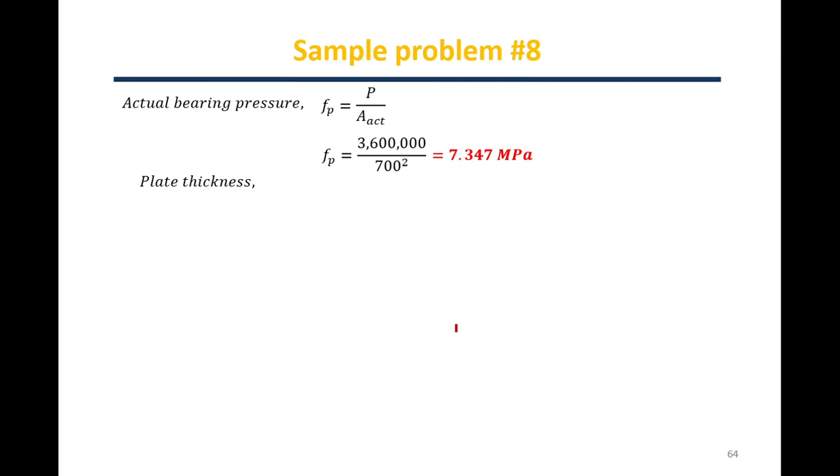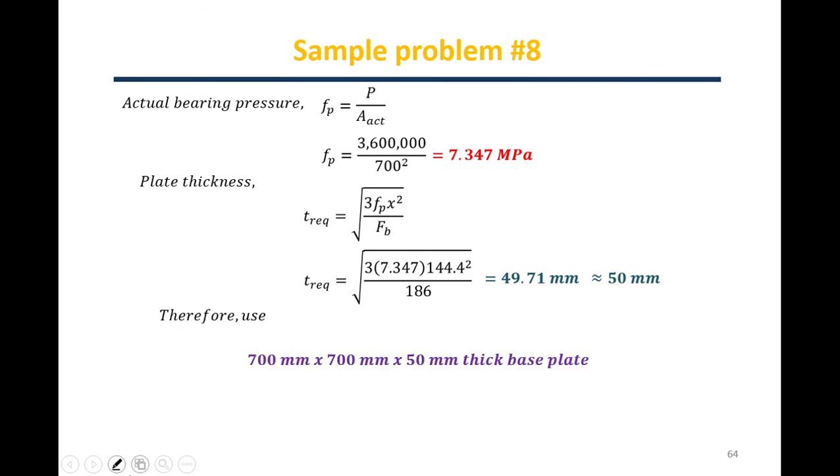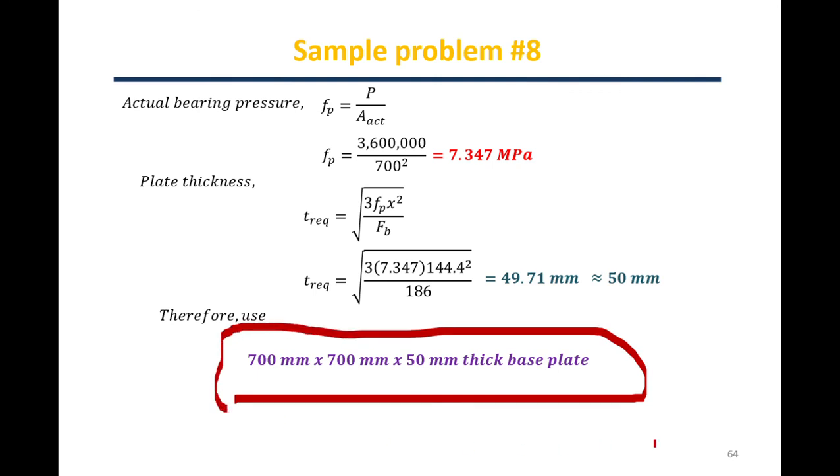Okay, we have to solve for the plate thickness. So we have here the formula. We're getting the value of T required, 49.71, or more, say 50 millimeters. Therefore, we're going to use this one.